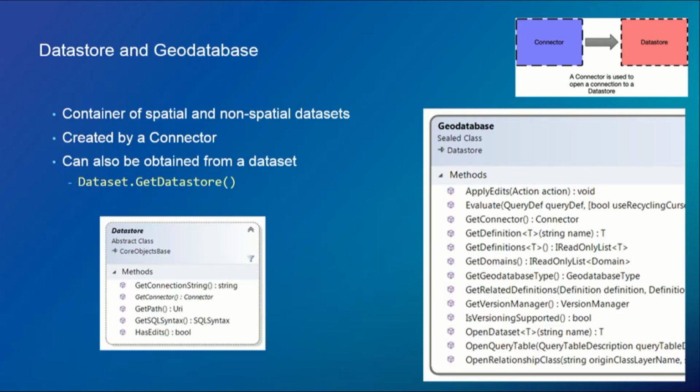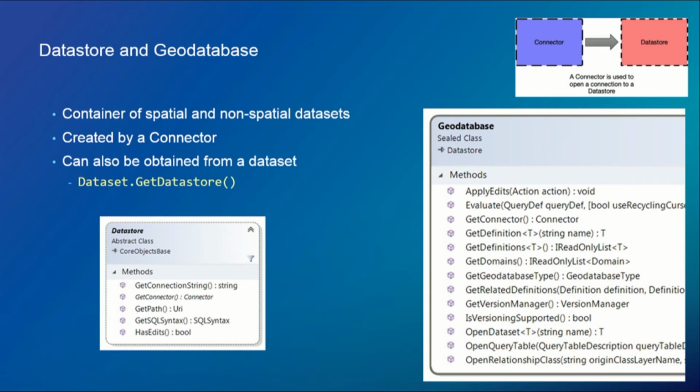So you take these things and you instantiate a new data store. Now, data store, again, is an abstract class. The primary concrete subclass of that is called the geodatabase. So this is what you're going to be using most of the time. If you've got a file geodatabase, a feature service database, or an enterprise geodatabase, you have a geodatabase class.